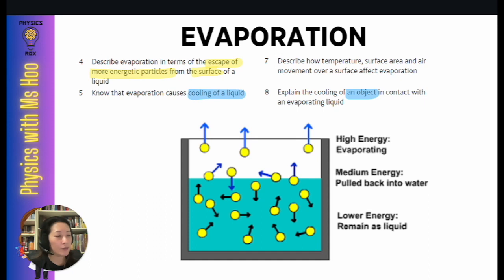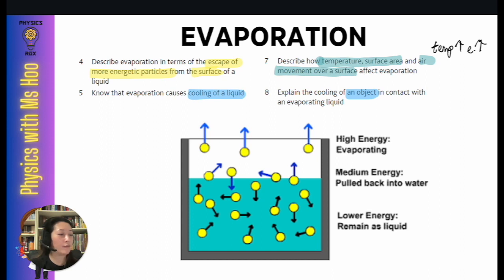Now, in terms of the factors that affect evaporation, you need to know how temperature, surface area, and air movement over a surface affect evaporation. This is very logical, so by right, you shouldn't be memorizing this so much. It makes sense, right? When the temperature increases, I'm going to write short form here. Obviously, when the temperature increases, there's more kinetic energy. Therefore, the rate of evaporation also increases.